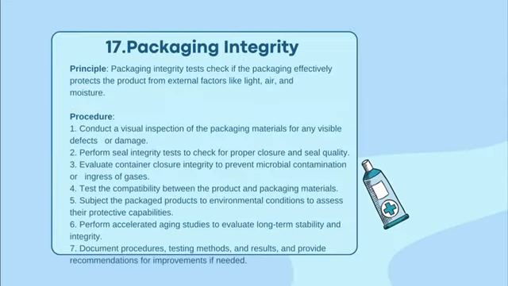17. Packaging integrity. Principle: packaging integrity tests check if the packaging effectively protects the product from external factors like light, air, and moisture. Procedure: 1. Conduct a visual inspection of the packaging materials for any visible defects or damage. 2. Perform seal integrity tests to check for proper closure and seal quality. 3. Evaluate container closure integrity to prevent microbial contamination or ingress of gases.